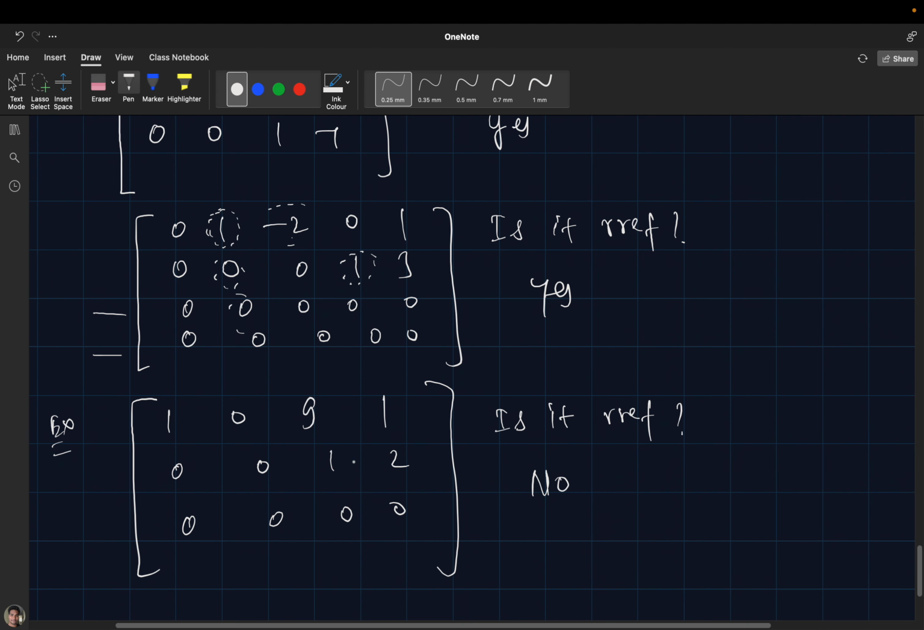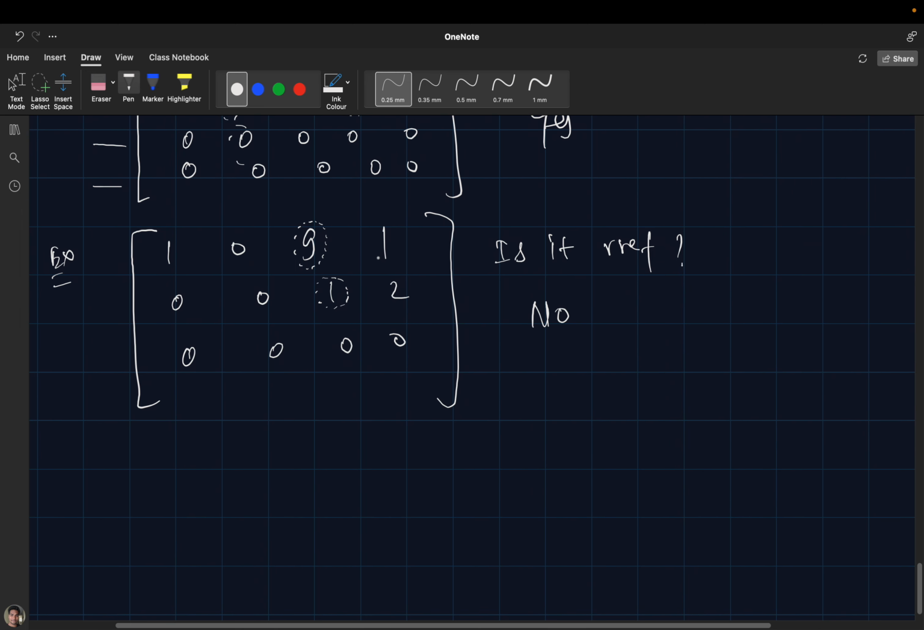Because you can see that this is the leading one, right? In this leading one's column, you can see that there is a non-zero element. So it is not row reduced echelon form. Okay, tell me, is it REF? Yes, sir. Yes. Okay, now take the next example.